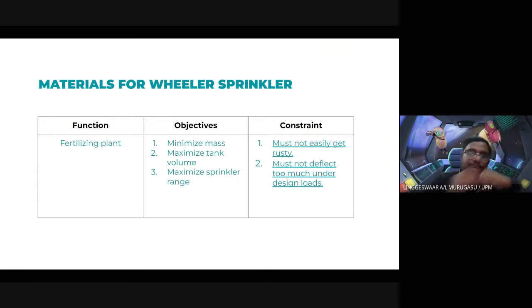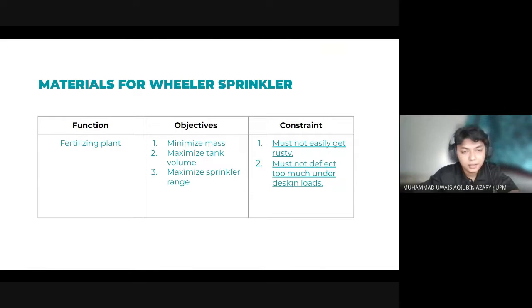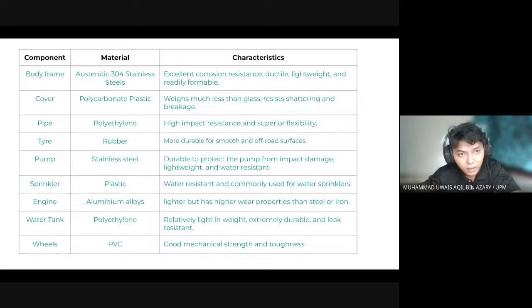Thank you. Okay, for the material selection, it functions as a fertilizing plant, and the objective is to minimize the mass, maximize the tank volume, and maximize the sprinkler range. The material constraints are that it must not easily get rusty, and must not deflect too much under design load. Next, this is the component and material for the body part.